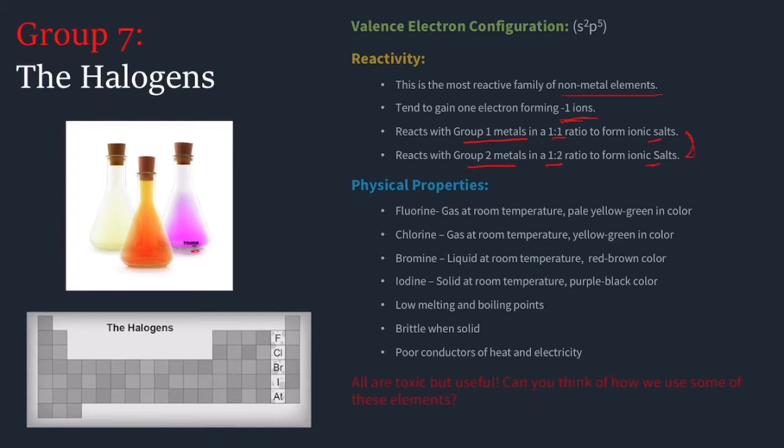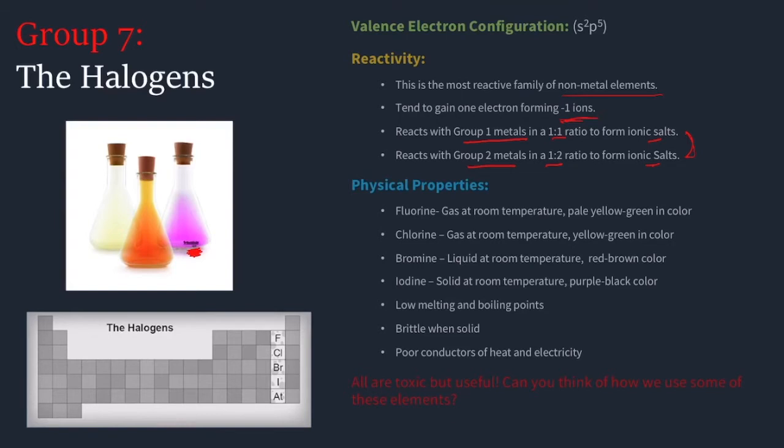So if you take a look at this purpley flask right here, there's some purple iodine gas in there, but iodine is also a solid at room temperature. It's like blackish purple in color. It's really pretty. They all have low melting and boiling points. When they're solid, they are brittle solids, and they are poor conductors of heat and electricity because they are nonmetals. And one other important thing about these elements is that they're all really toxic, but they're really useful.